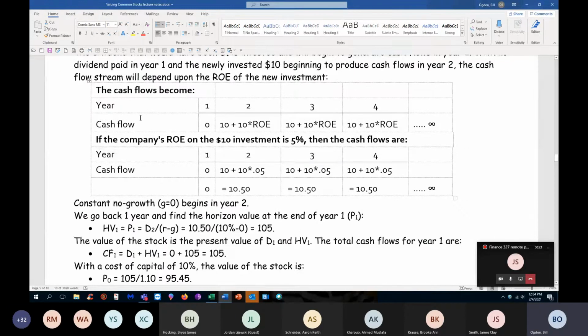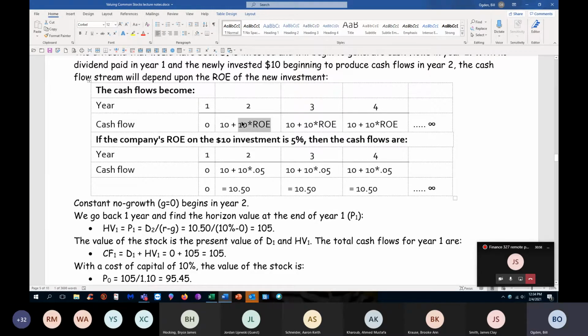From the shareholder's perspective, these are the cash flows to the shareholder. The shareholder no longer receives the cash flow in year one. So that's been reduced to zero because that $10 that was earmarked as a dividend is now being reinvested. But the following year, here's the $10 that was originally scheduled to be paid out, plus whatever the company earns on that $10 investment from year one.